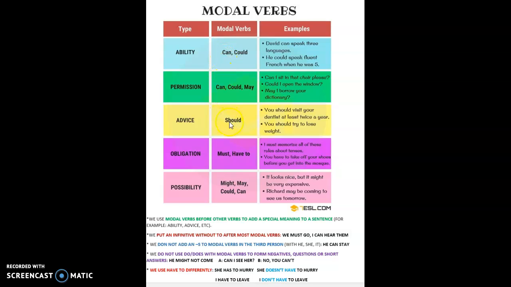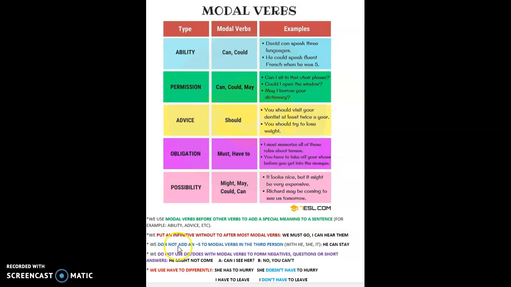Can, should, and must are used without the word to. We put an infinitive without to after most modal verbs. Which are those modal verbs? Can, should, must. We must go. You can't say we must to go. I can't hear them. It is incorrect if you say I can't to hear them.